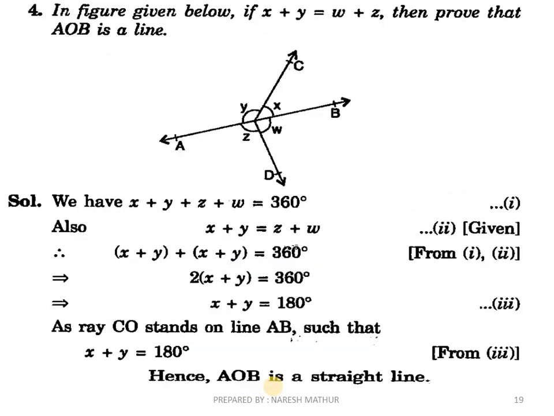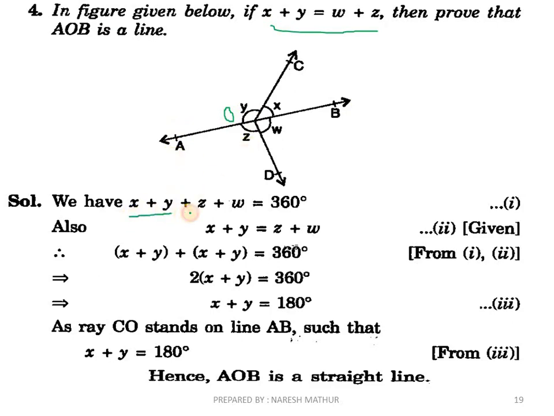Easy. Now in the next one, we are given in the figure that x plus y equals w plus z. Then we need to prove that AOB is a straight line. The point is O, and we need to prove that AOB is a straight line.